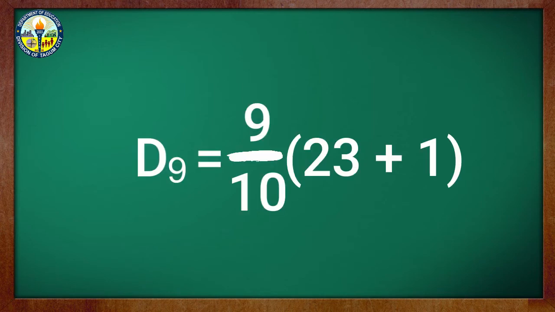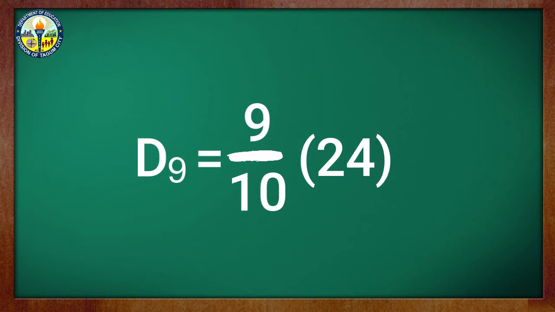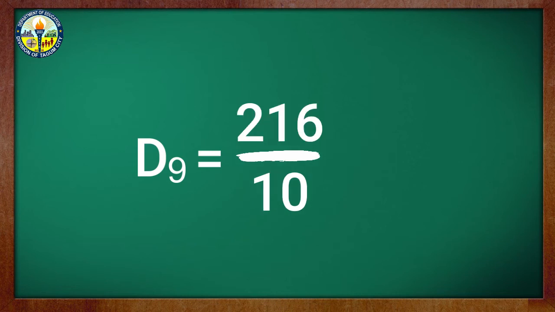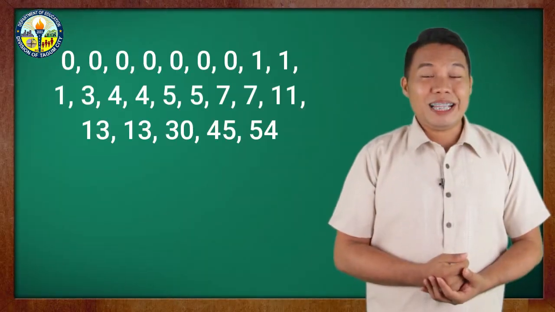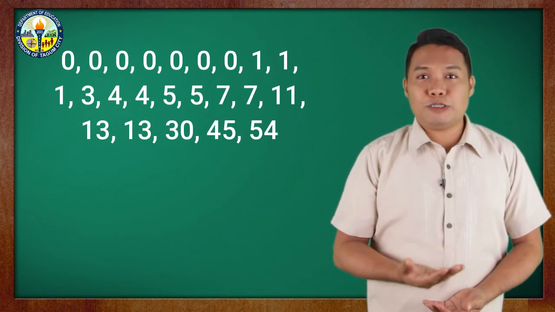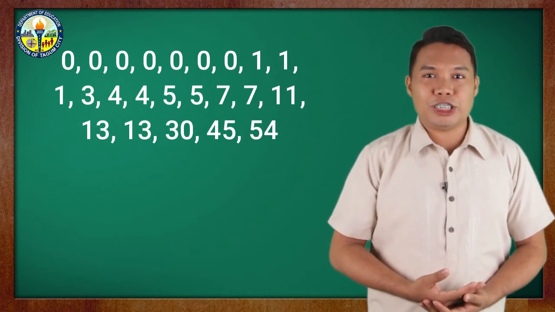Step 5. Solve for the solutions. The position of d sub 9 equals 9 over 10 times the quantity 23 plus 1. Add 23 and 1, and that results to 24. Now multiply 24 by 9, and we got 216. Lastly, 216 divided by 10 equals 21.6. It means that d sub 9 lies between the 21st and the 22nd positions.